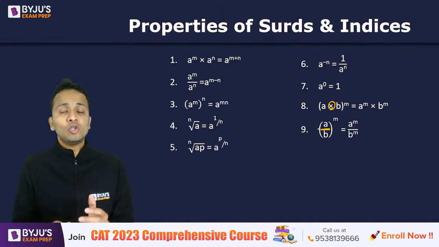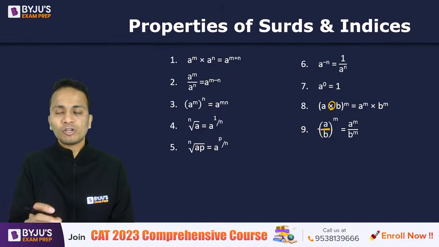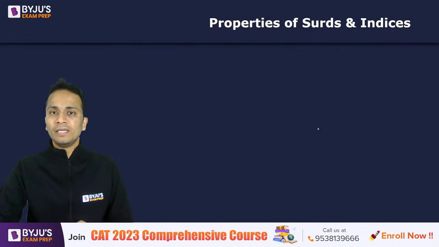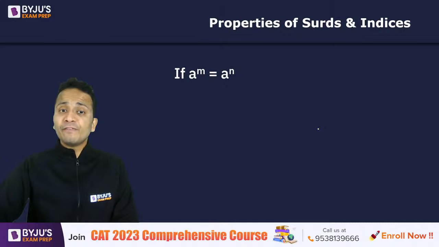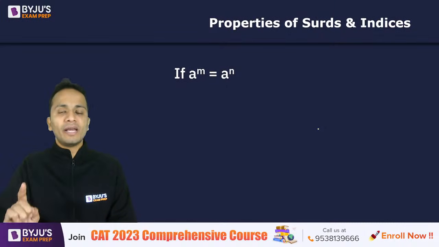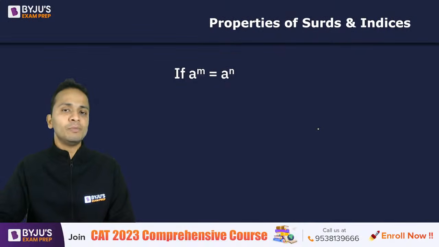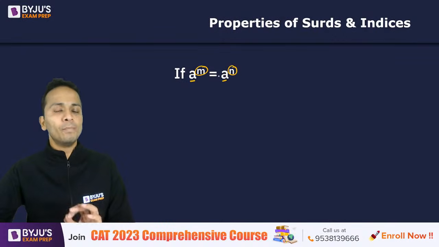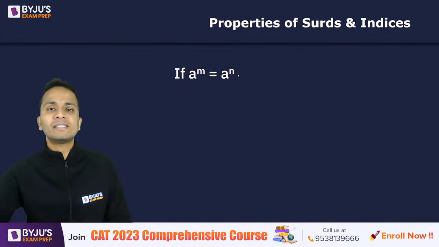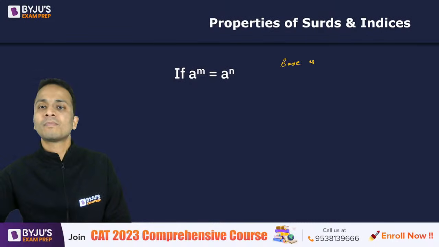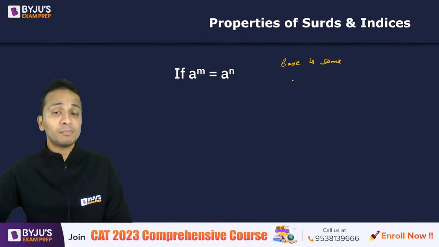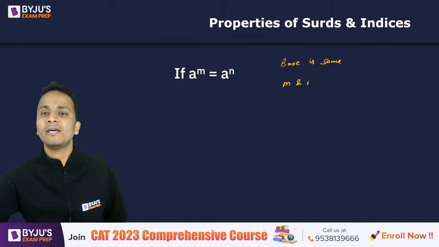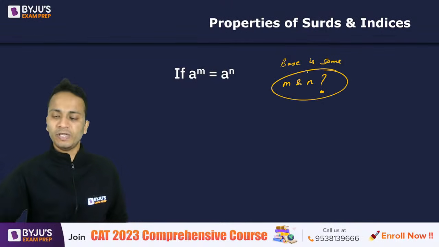Now let's look at two more very important properties for surds and indices. That actually helps you in the questions. Now, the first property, if you are given a raised to the power m is equal to a raised to the power n. So a raised to the power m, a raised to the power n, both are equal. So as you can notice, the bases are same. Okay, base is same on both sides, but the powers are different. So in this case, you will have to tell me the relation between m and n. What will be the relation between m and n?